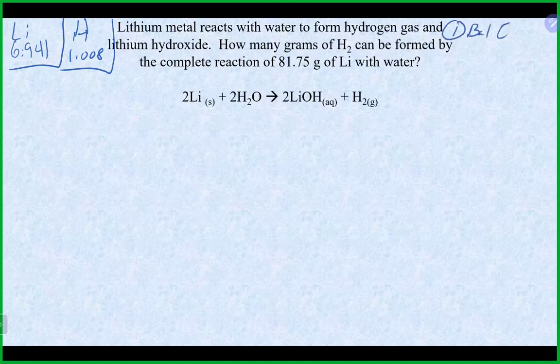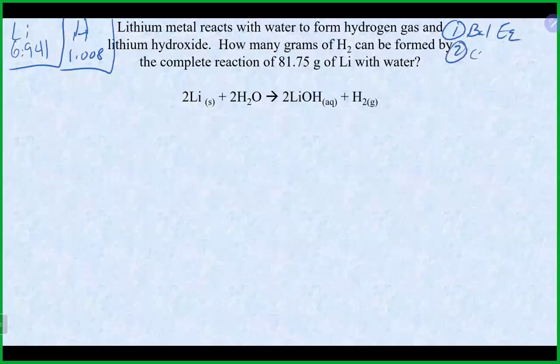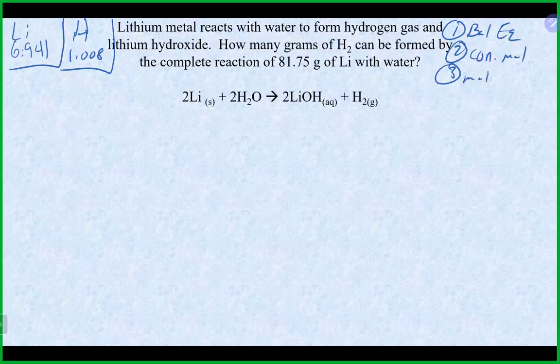Again, balance the equation, convert to moles, mole to mole relationship, and mole to some other unit. All right, so take a moment there, see what you come up with.